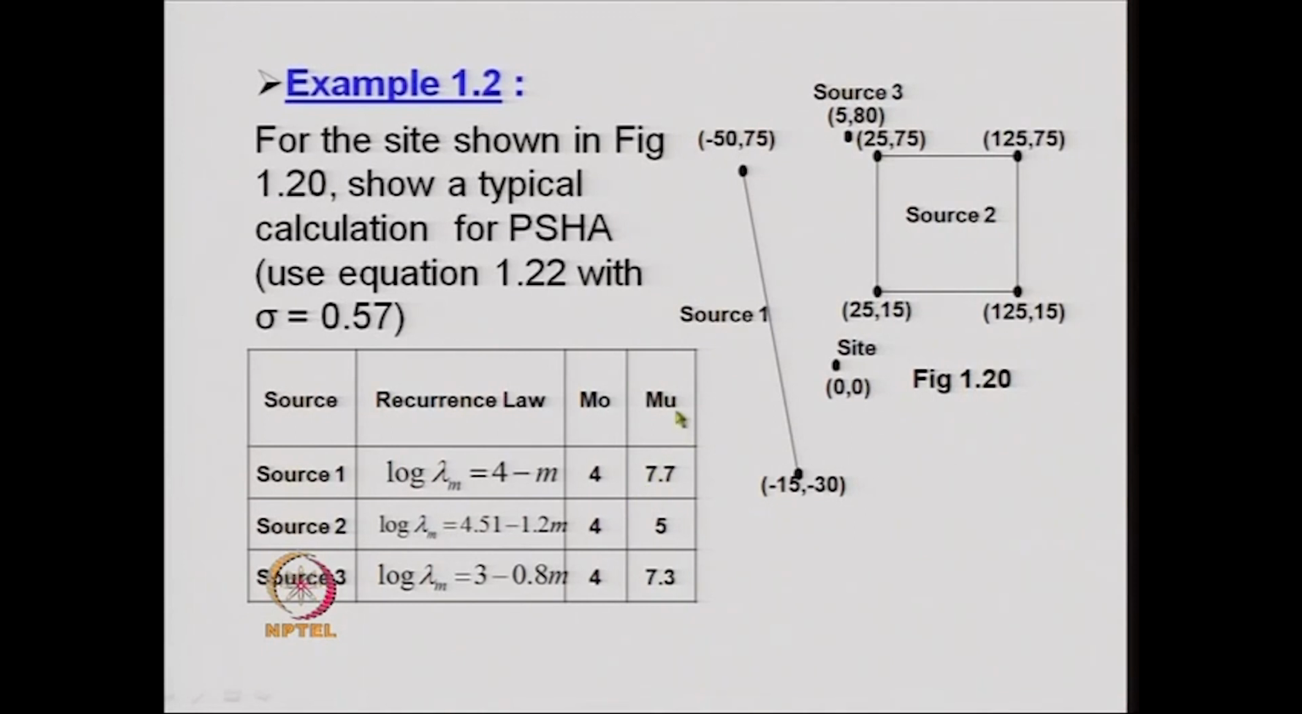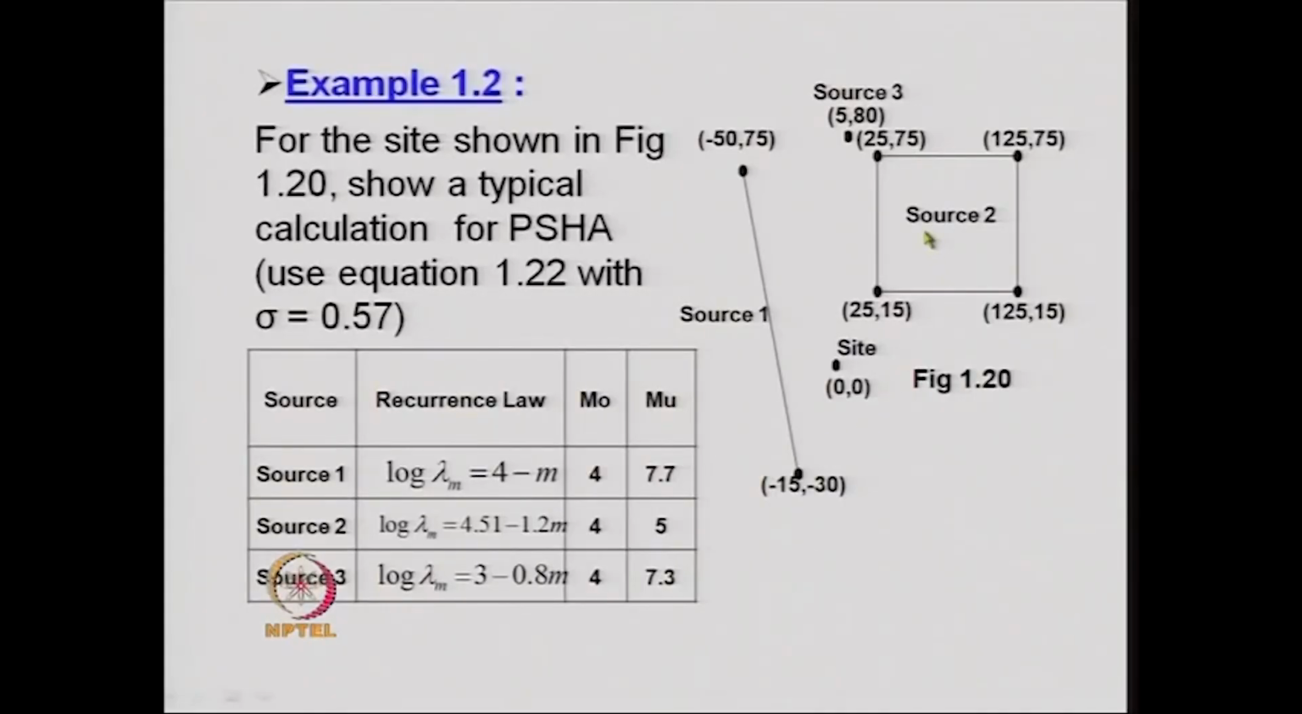The maximum value of the magnitude of earthquake for each source is given over here. For source 1 it is 7.7, for source 2 it is 5, and for source 3 it is 7.3. Now, for each source we can calculate the epicentral distance, assuming that for the line source and the area source the earthquake has an equal probability of occurrence at every point.